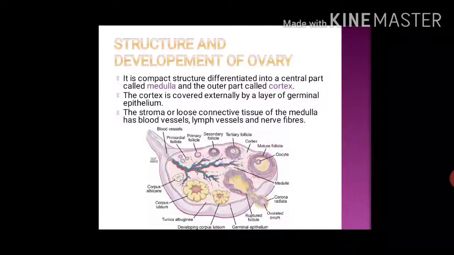Now let's see about the structure and development of ovary. See the diagram. It is a compact structure differentiated into the central part called the medulla and the outer part called the cortex. The cortex is covered externally by a layer of germinal epithelium, and at the center the stroma or loose connective tissue of the medulla has blood vessels, lymph vessels and nerves.